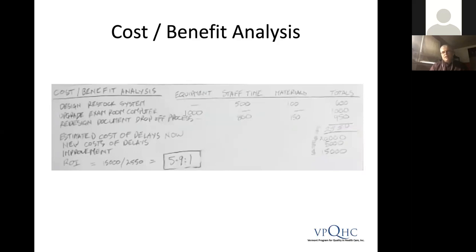And what is that actually saving us? Well, the cost of the delays we've calculated to be $20,000 in this case. The new cost of delays with these particular improvements in place is going to be $5,000. So that's a $15,000 improvement. The return on investment calculation, very simply, is 15,000 divided by 2,550, which in our case gives us a return on investment of 5.9 to 1. This can be useful when you're trying to justify a particular course of action that may need some investment. And quite often that is the case, especially in bigger institutions.